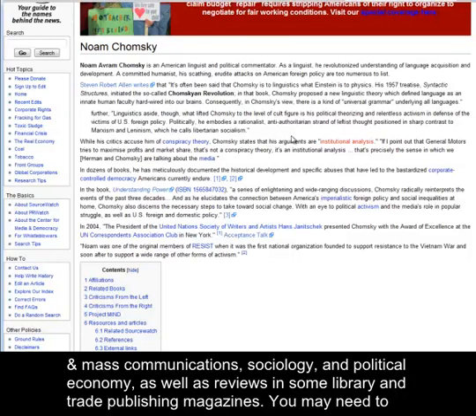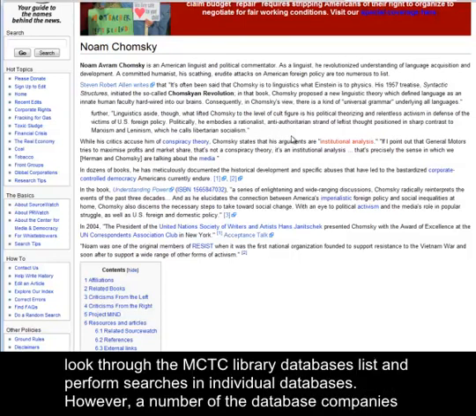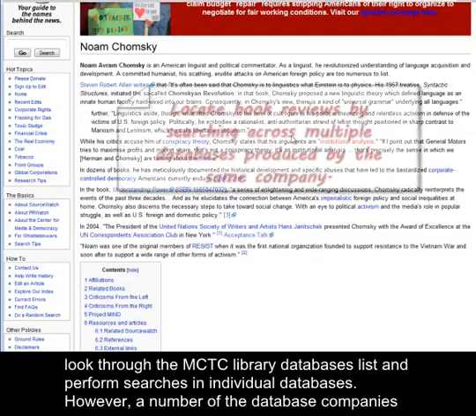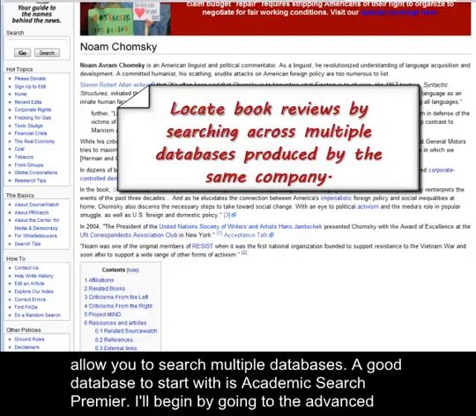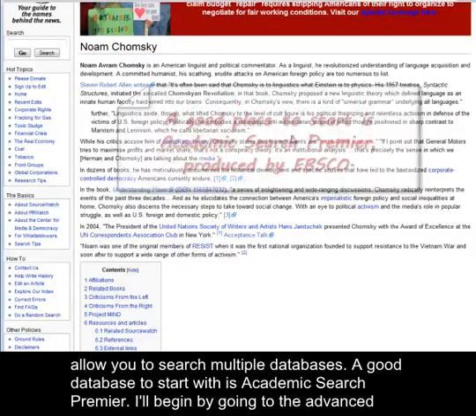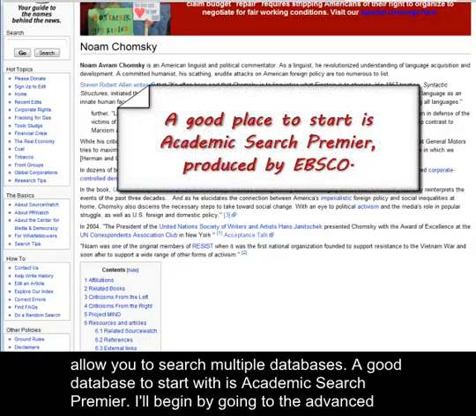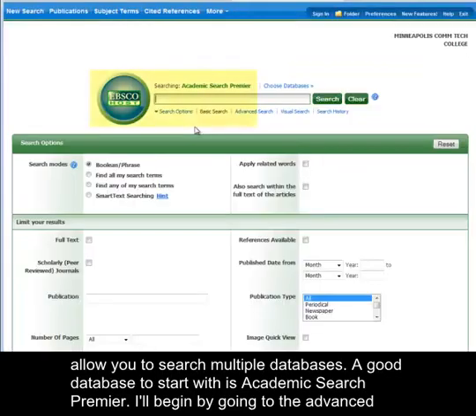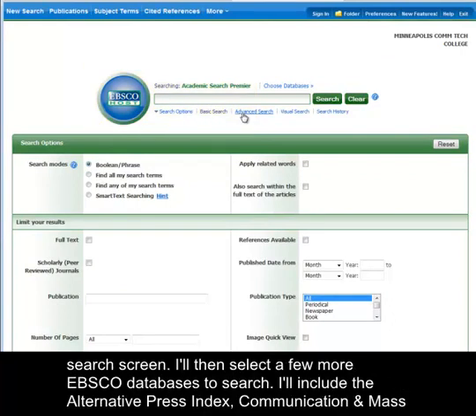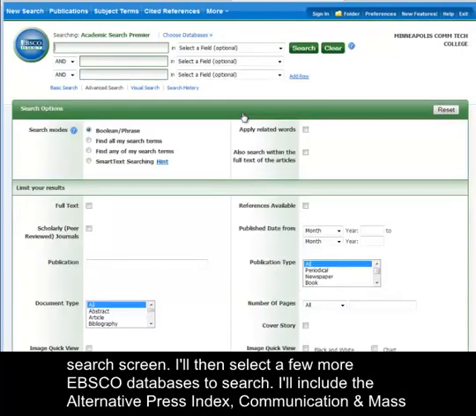You may need to look through the MCTC Library database list and perform searches in individual databases. However, a number of database companies allow you to search multiple databases. A good database to start with is Academic Search Premier. I'll begin by going to the Advanced Search screen. I'll then select a few more EBSCO databases to search.